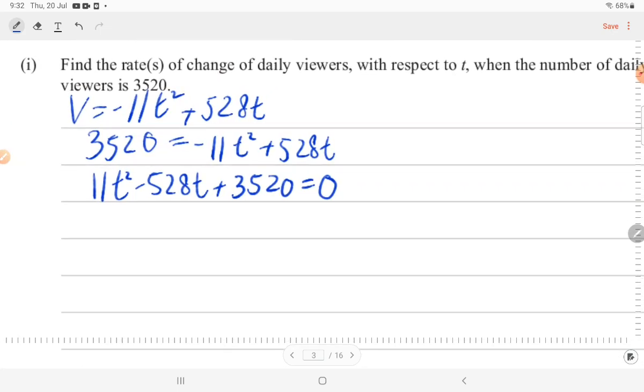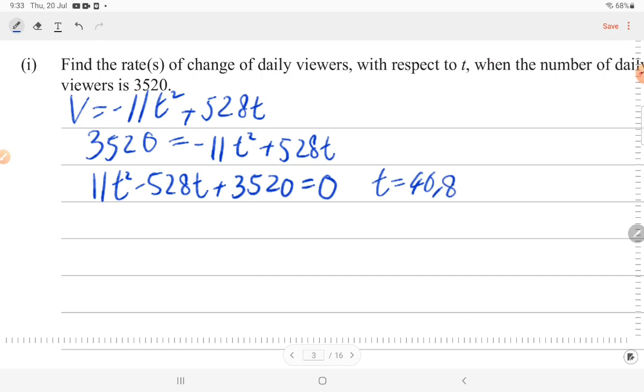I think you can just plug this into your calculator and solve it. I'm guessing that is what is suggested on the marking schedule. So t is equal to 40 and 8.